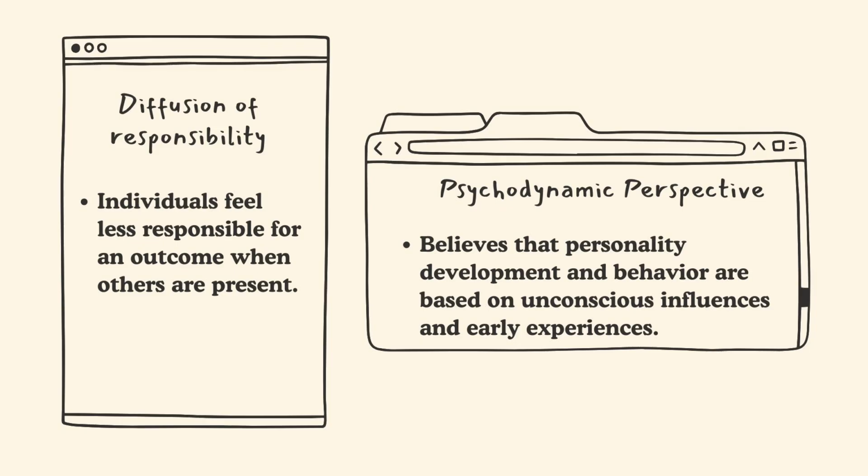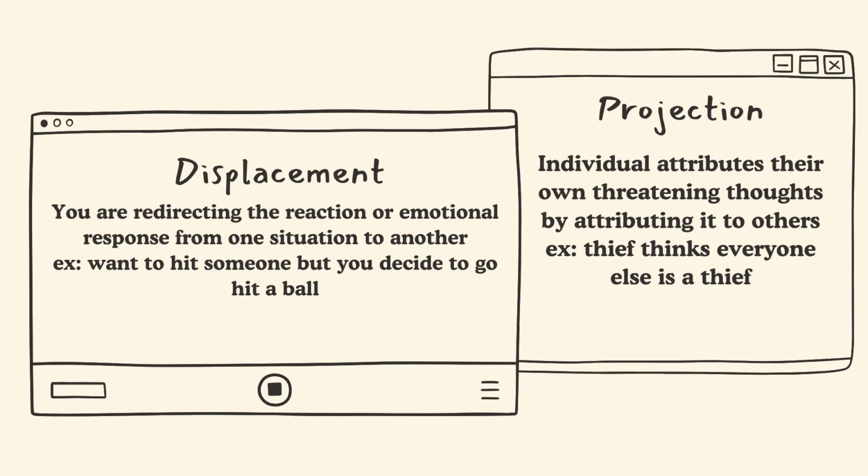Psychodynamic perspective is the belief that personality development and behavior are based on unconscious influences and early experiences. Displacement is when you redirect a reaction or emotional response from one situation to another. For example, you want to hit someone, but you cannot do it. So you change your mind and redirect it, and you decide to go and hit a ball.